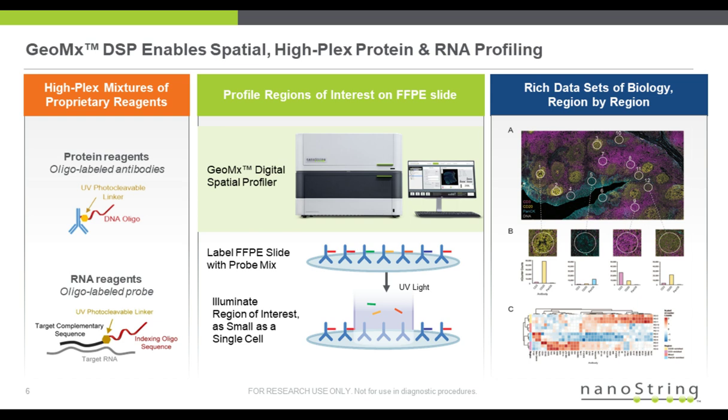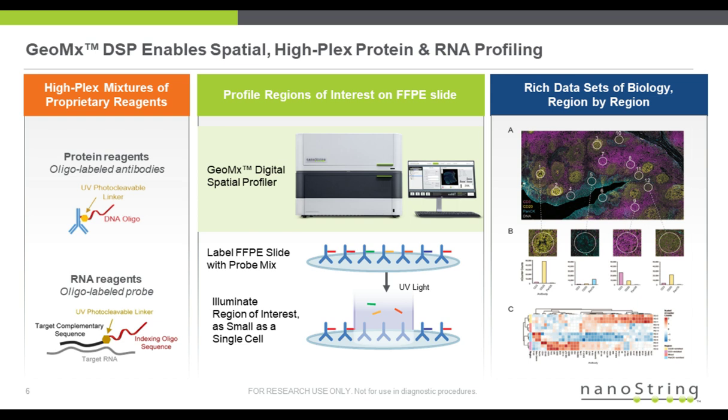In a bit more detail, here is what the features of that system look like. We use a series of detection reagents, which are either oligo-labeled antibodies or RNA binding moieties, which have indexing oligos on them separated with a photocleavable linker. That linker becomes very important when we take those detection reagents and put them onto an FFPE slide. Then we can image the slide using immunofluorescent markers and select regions of interest that we want to profile.